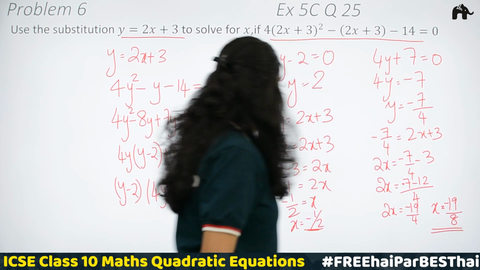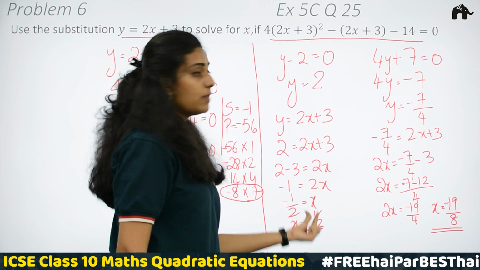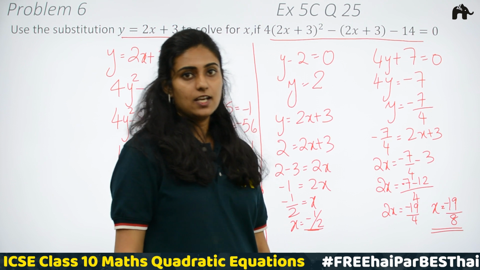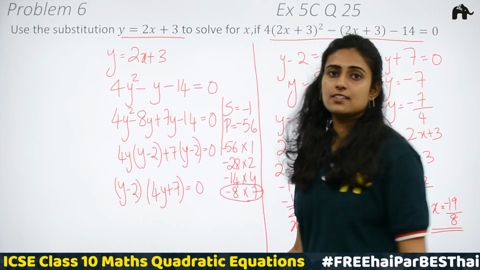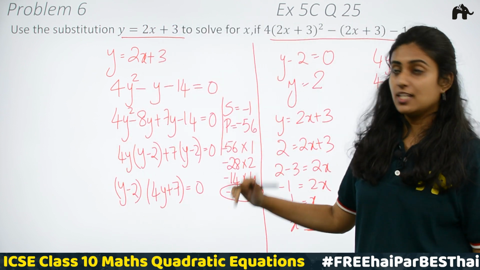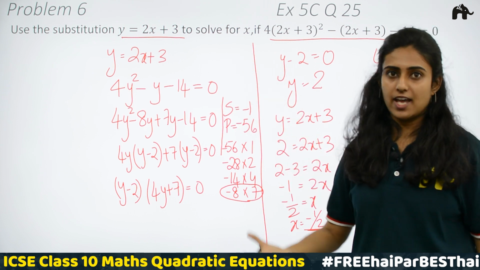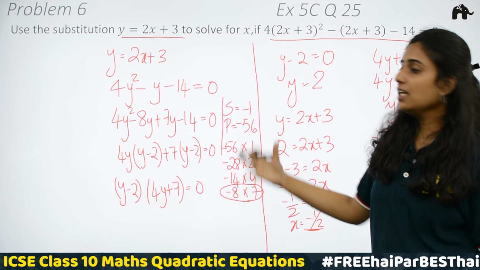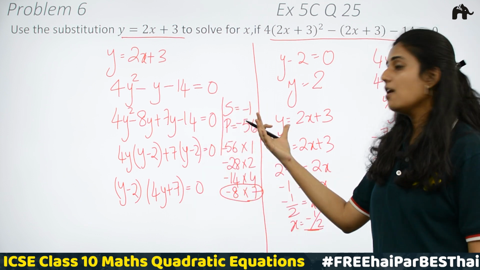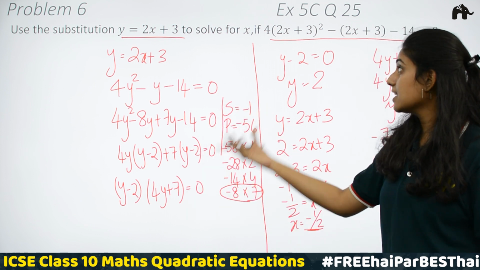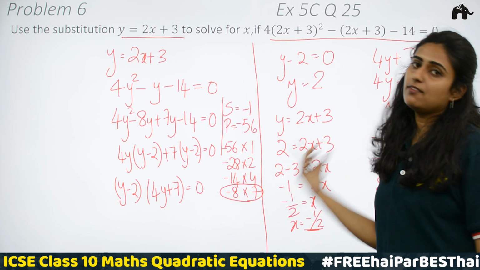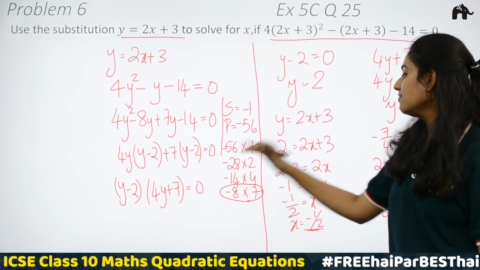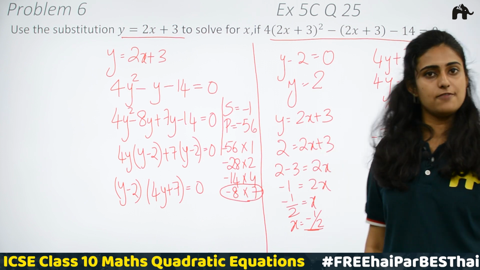The possible values of x are x is equal to minus 1 by 2 or x is equal to minus 19 divided by 8. Understood this? We have solved a similar question. In that question, we were asked to solve for y. We use the same substitution method. After substituting, we solve to find the value of x, after which we could determine the value of y. Here we are finding the value of y and finding the value of x from the value of y.